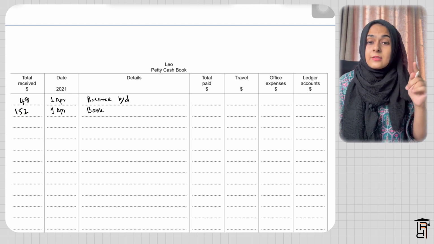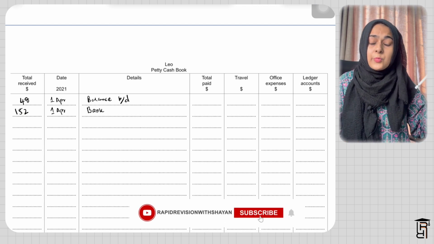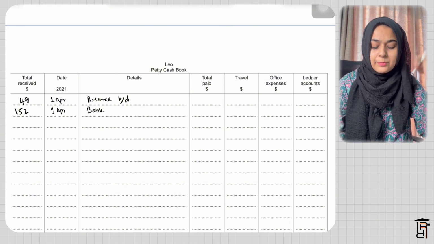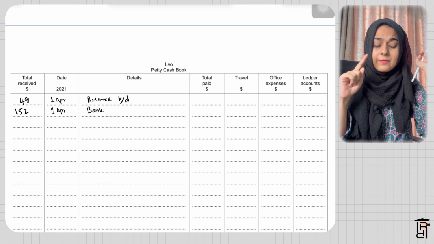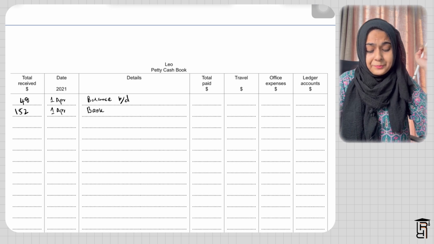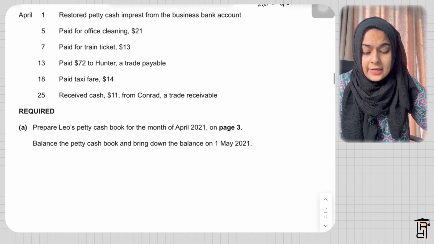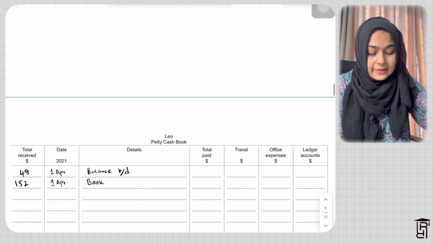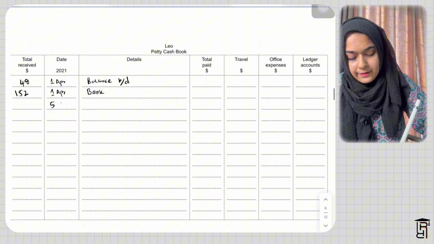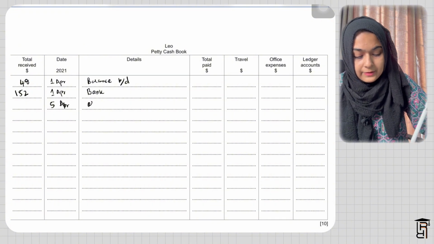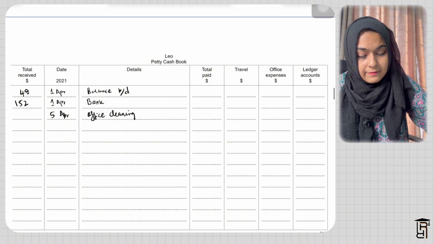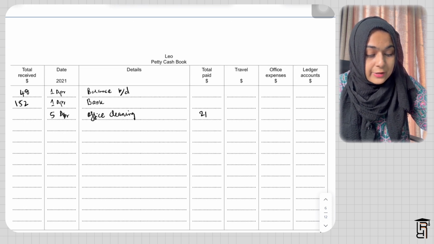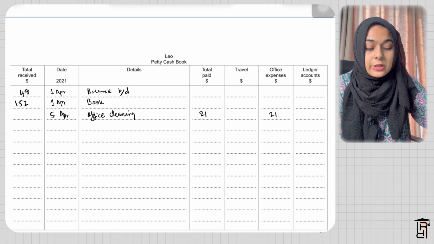So notice cash book will be credited. In the cash book we'll write petty cash in the details. The petty cash is being debited here. We have written bank in the details. In the next transaction they're saying paid for office cleaning $21, and this is April 5. So I'll write here 5th April, office cleaning, and how much have we paid for office cleaning is $21. So we'll write here total paid 21, office expenses $21.